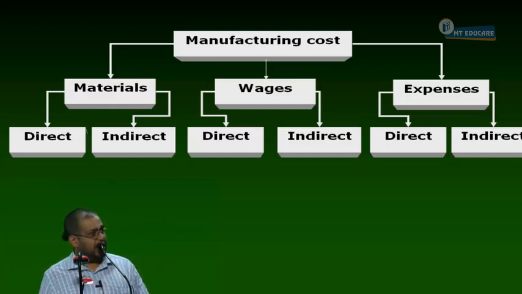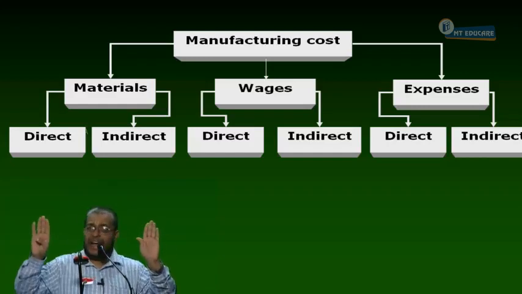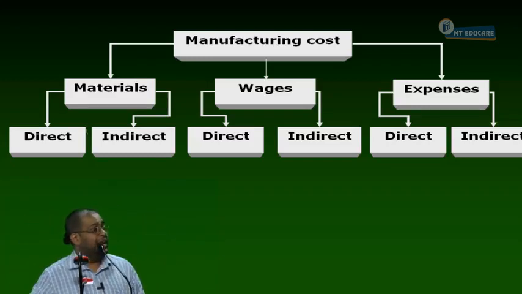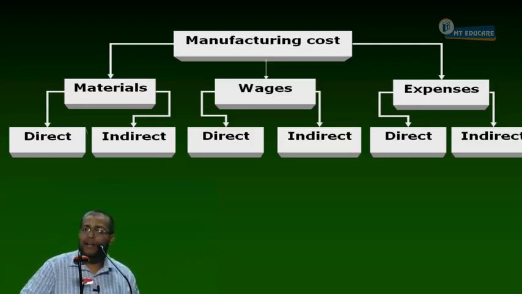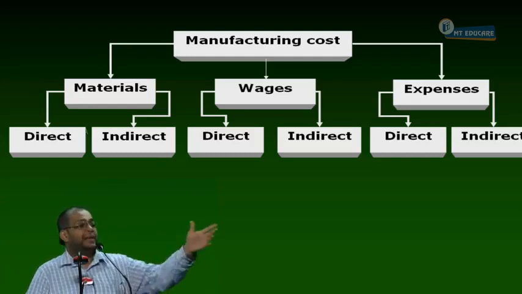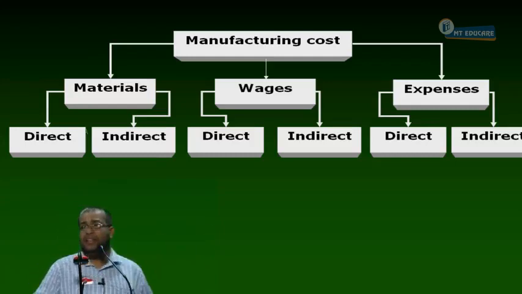Are you understanding what I am saying? So, wood is there, sandpaper is there, both are material. Yes or no? Wood is direct material. The sandpaper is indirect material. Another example simply. See, I am manufacturing some pipes. In that, the steel, the iron is direct material.